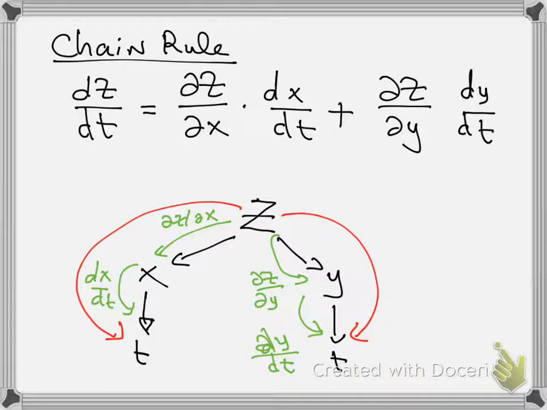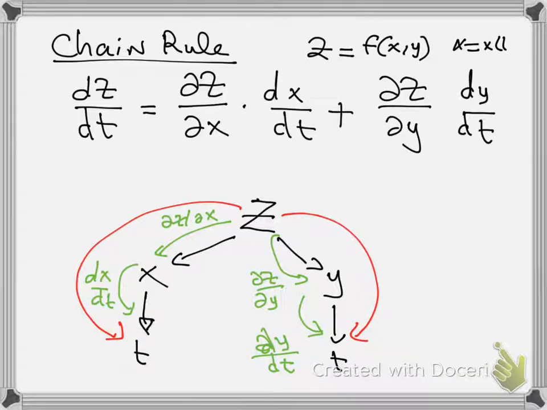So again, you have function z. So z is a function of x, y. x is a function of a single variable, so x is x of t. And y, so here x is a function of t, and y is also a function of t. Okay, so both are functions of a single variable. Let's do an example here.